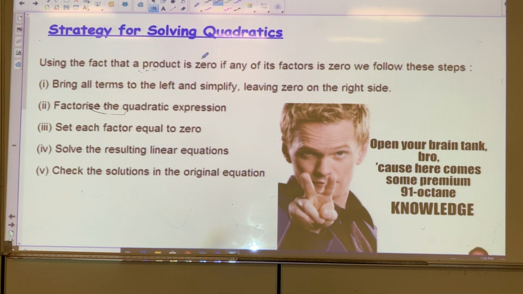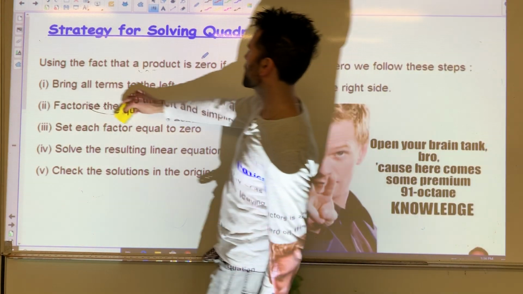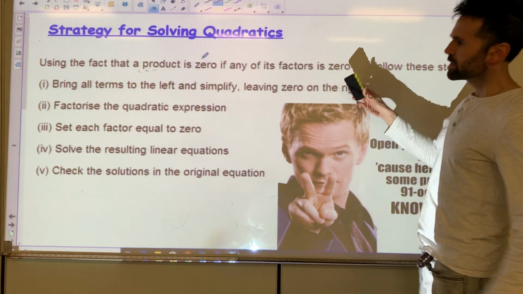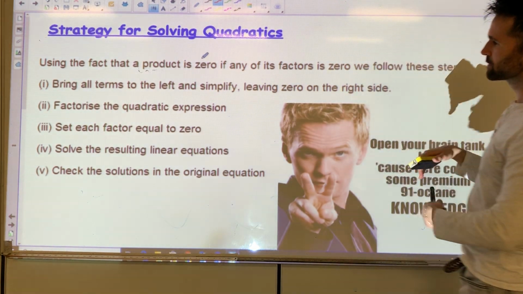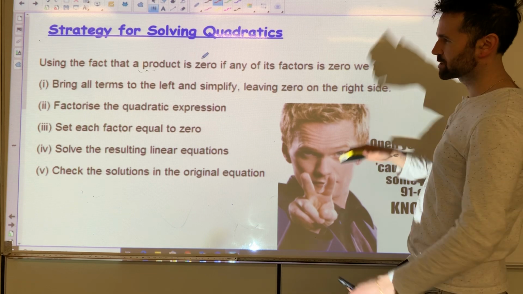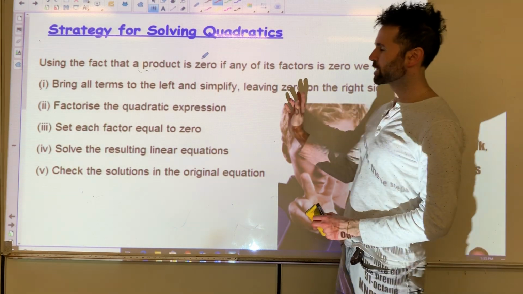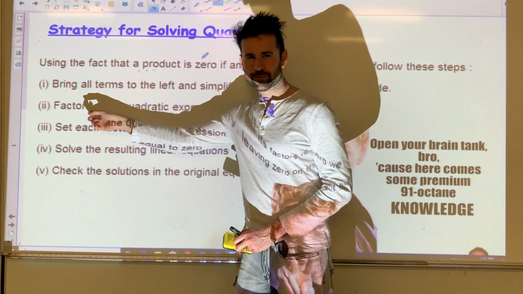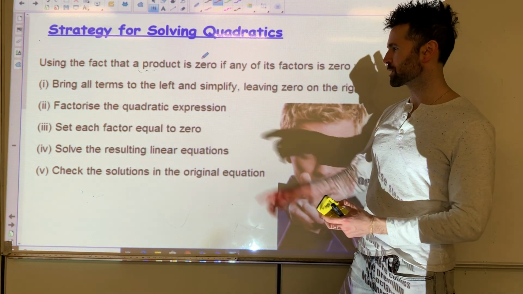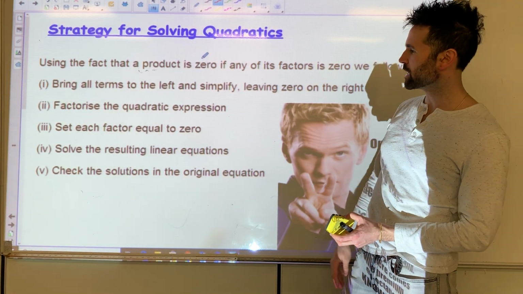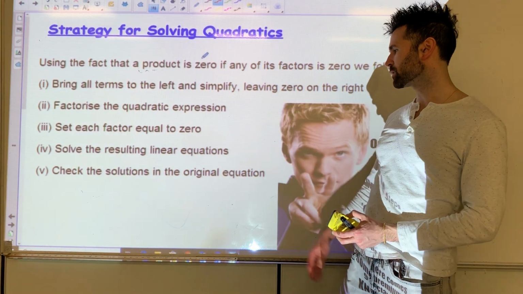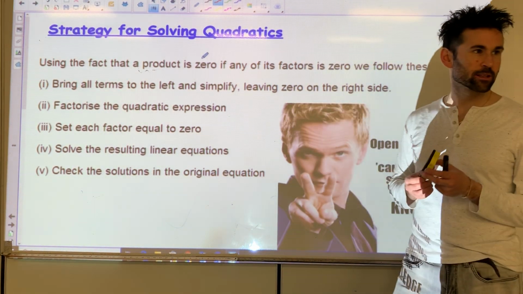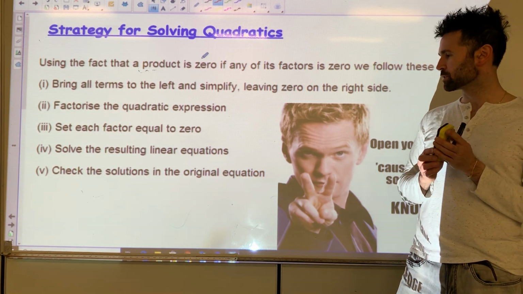Right, before we do that, we've got the strategy. Using the fact that a product is 0 if any of its factors is 0, we follow these steps. If the equation's messed up, like it's not always equal to 0, sometimes one of the factors or one of the numbers is on the other side, bring everything to the left and simplify it, leaving 0 on the right side. Factorize the equation, right? That's all the strategies we learned in the past few days. Set each factor equal to 0, solve the resulting linear equations, and then you can always check the answers by substituting back in the original. We don't always do that, but you can definitely do that.